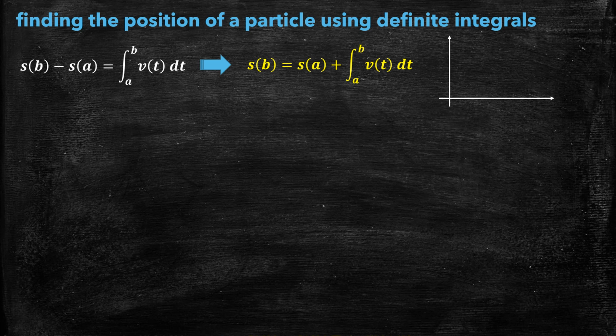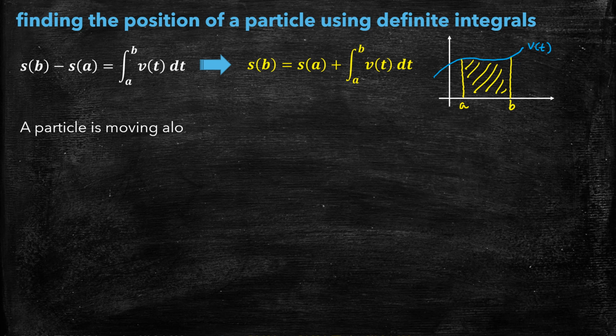Now, why do I like this formula so much? Because if this is the velocity curve or any derivative curve, and you are interested in the value of the function at time b, but you know the value of the function at time a, then doesn't it make sense to take the value s of a and just add the area under the curve, denoted by the definite integral, to find the position at time b? I kind of like that, it just makes intuitive sense.